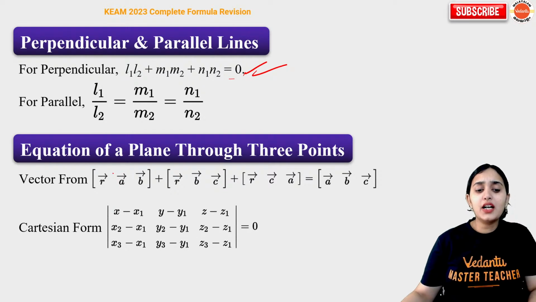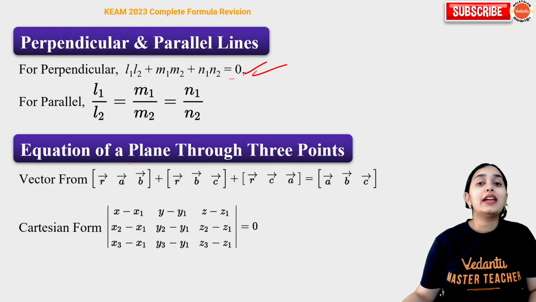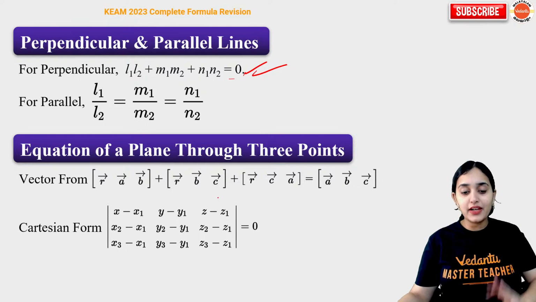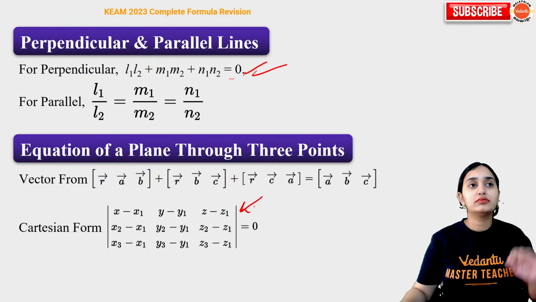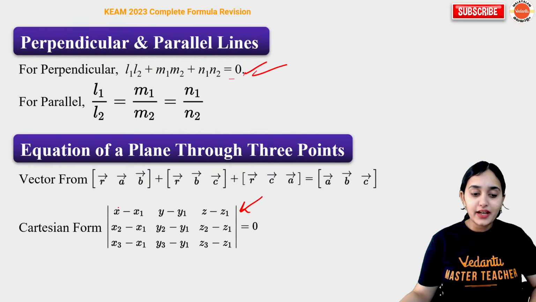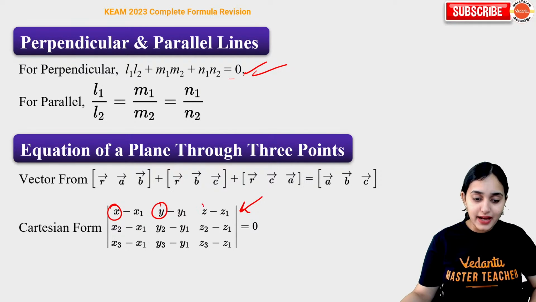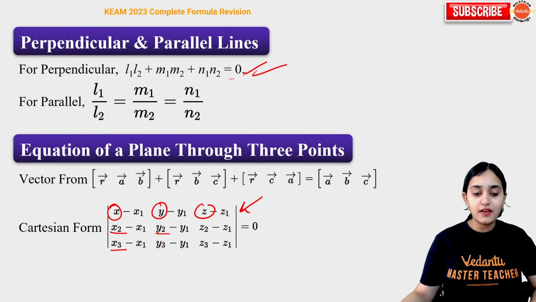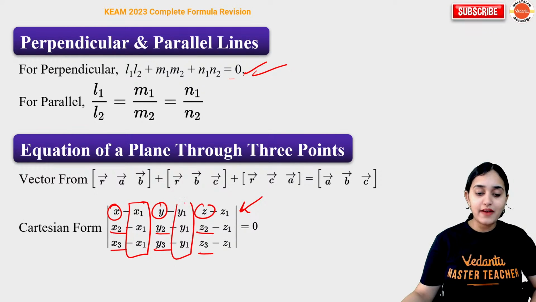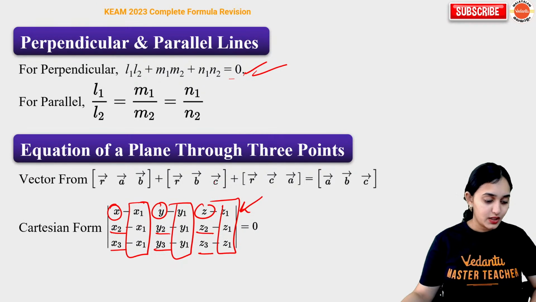Now, if the equation of a plane is asked when 3 points are given, then you can use the determinant of the 3 points, where here you will put x, y and z, and at other places you will put x2, x3, y2, y3, z2, z3. Remaining x1, y1, z1 in the first column.